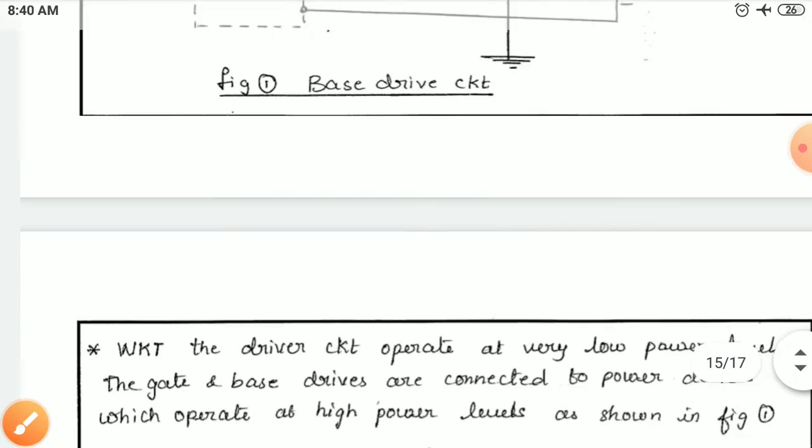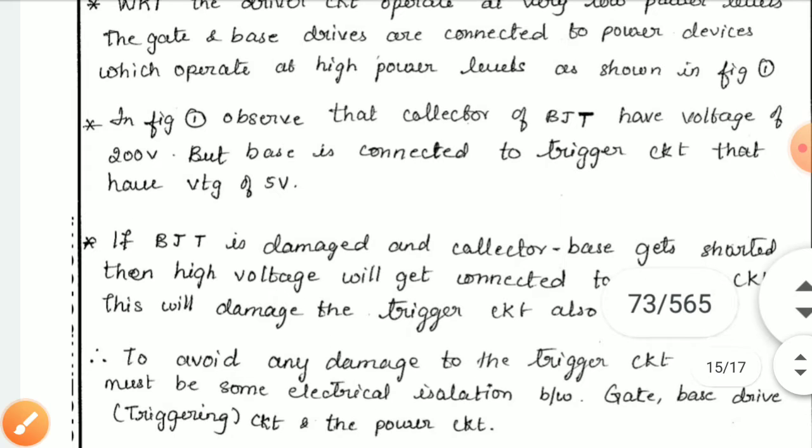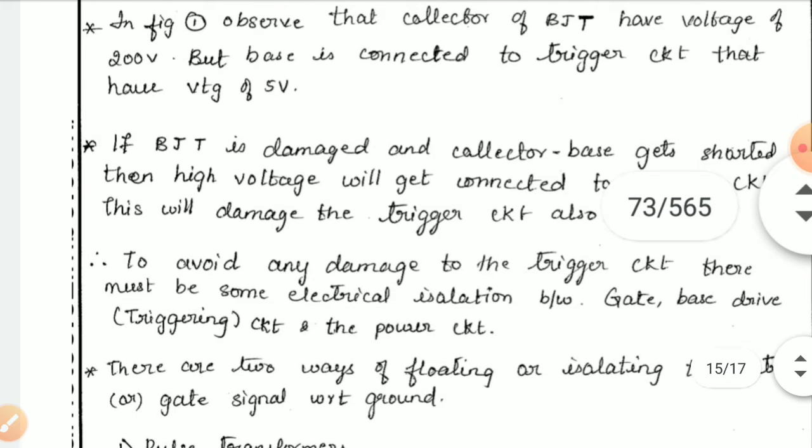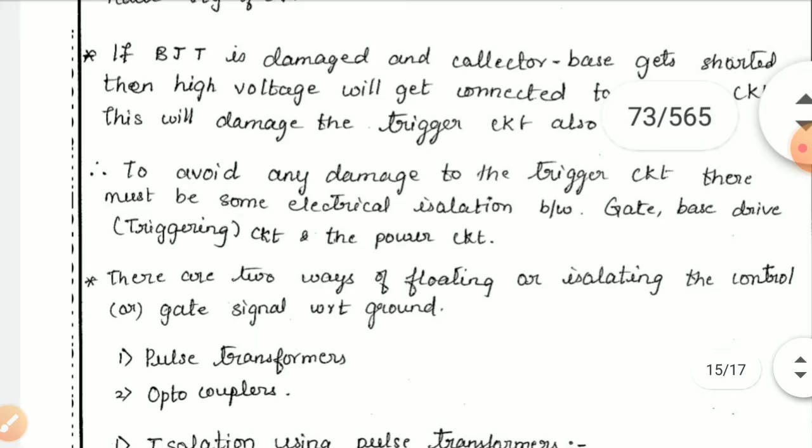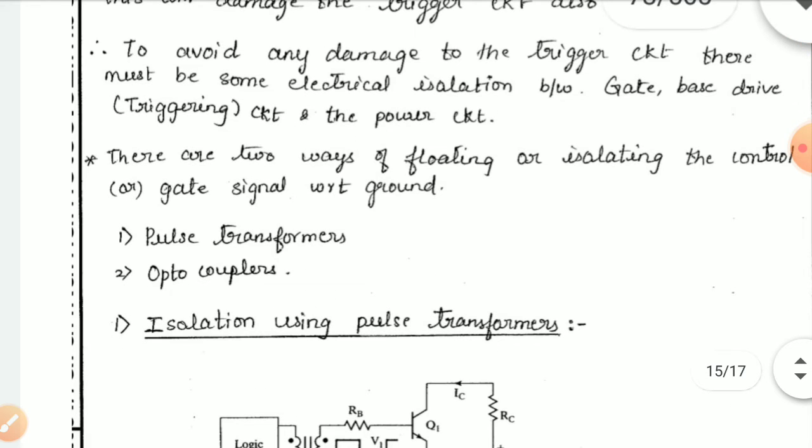So why is it connected this way? If the BJT is damaged and the collector and base get short circuited, then the high voltage will be connected to the trigger circuit, and this will damage the trigger circuit also. If high voltage is connected to that particular point, there is a chance of reverse flow of current from the load to the source, and burning of your input or trigger circuit also happens.